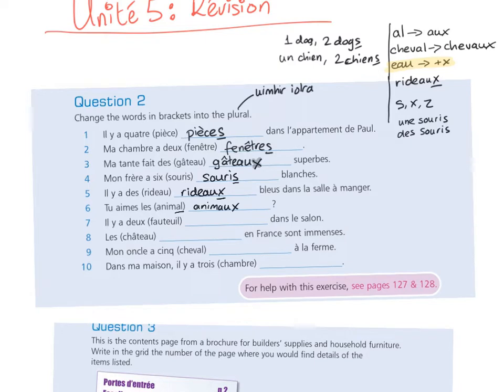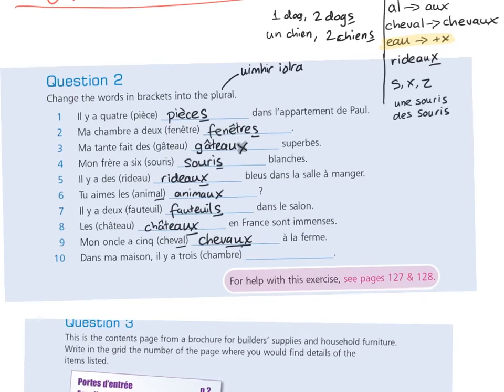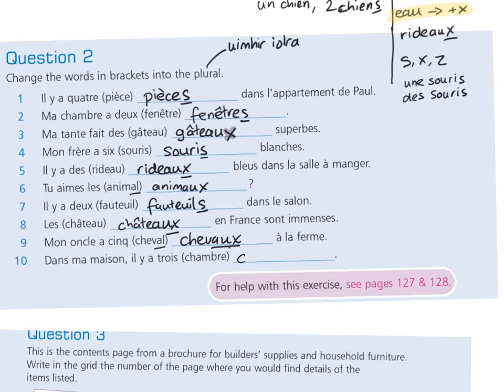Il y a 2 fauteuils, 2 armchairs with an extra S. Les châteaux, EAU, you add an X. And mon oncle a 5 chevaux. Remember, AL goes to AUX there. So chevaux, horses, à la ferme. Dans ma maison, il y a 3 chambres, add an S.